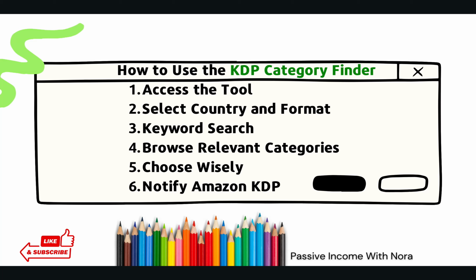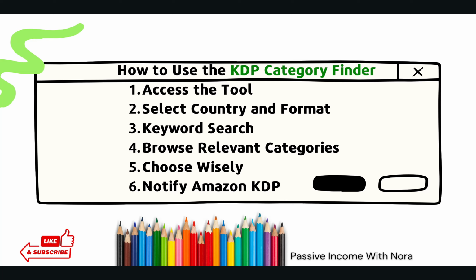Step 4 is to browse the relevant categories. This tool will display a category list containing your entered keyword. Scroll through and identify the ones that best align with your book's content. And step 5 is always choose wisely. Once you've found the categories that resonate with your book, select up to 10 that will drive the most value and exposure. And step 6 is to notify Amazon KDP. Simply email Amazon KDP with your selected category strings. Include your book's ISBN, the marketplace, the book's format, and the chosen categories. Amazon KDP will then update your book's listing within a day or two.